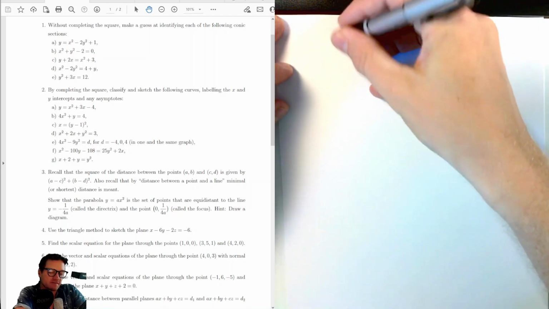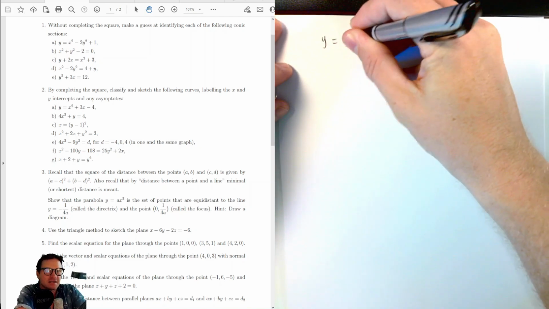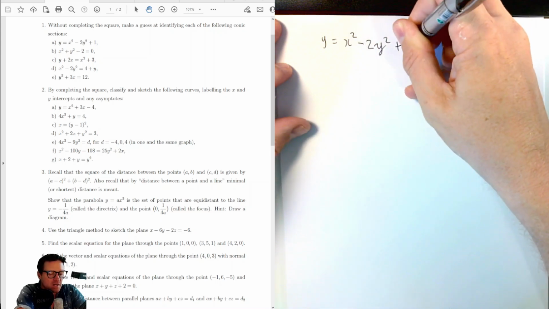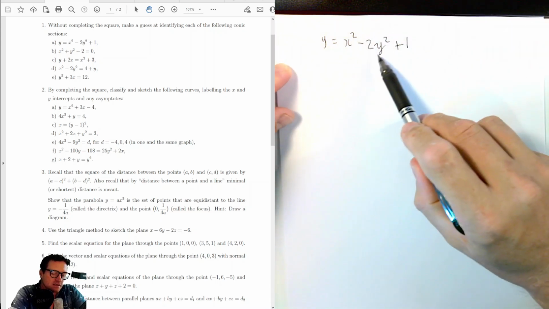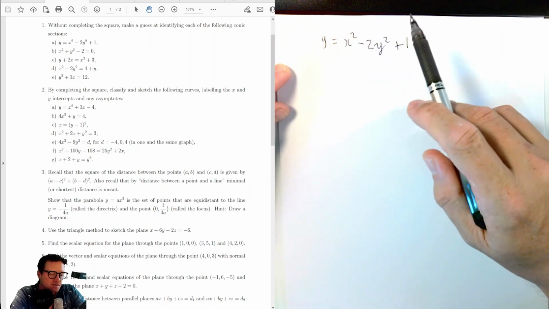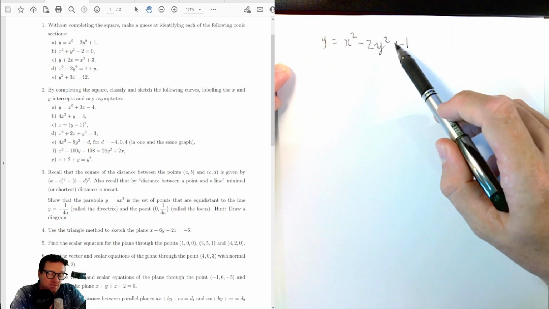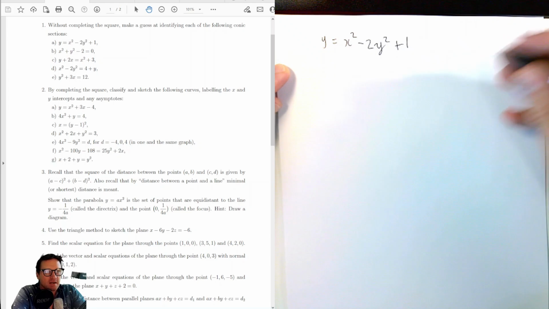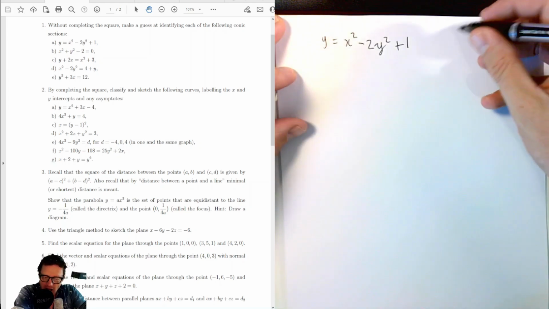sections. All right, so we have in the first one, y is x squared minus 2y squared plus 1. Now, look at this. The leading powers here are 2. So, well, this really looks like a hyperbola. It says without completing the square, but I'm going to say that this is a hyperbola.